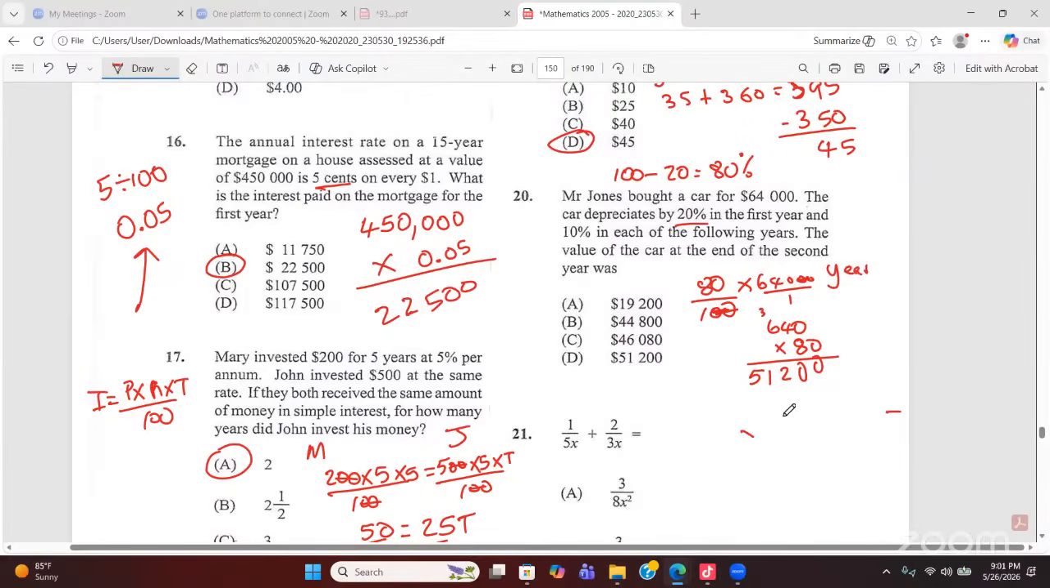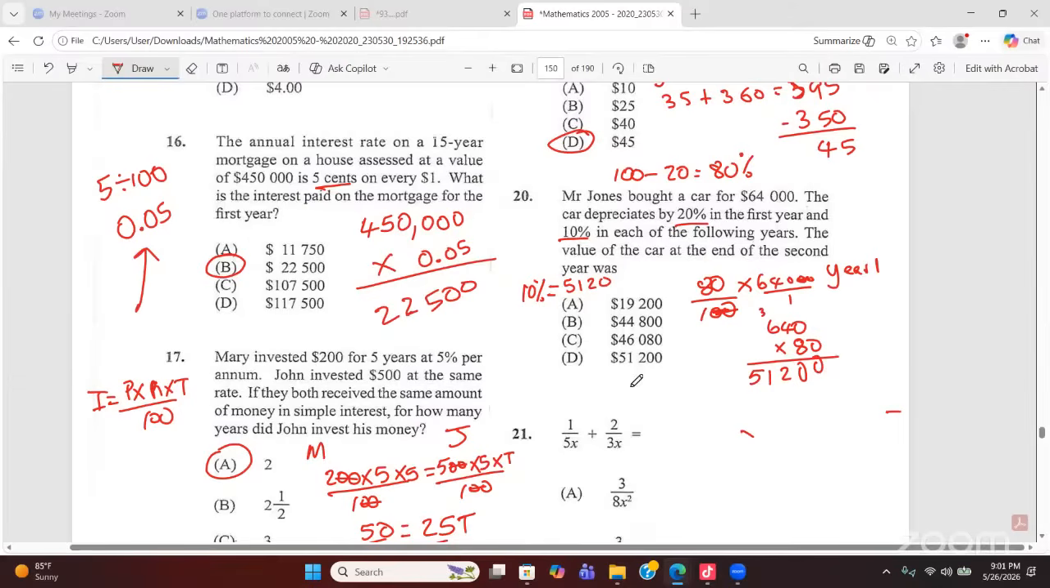But remember, they did say it's going to go down by 10% after that. So in the second year, now 10%. Now let's go into the trick. 10% is to drop off a 0. People, 10% is to drop off a 0. So 10% is 5,120. That's what is coming off. 10% is a drop off a 0.